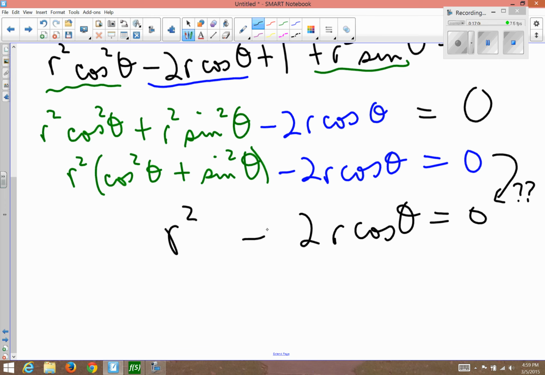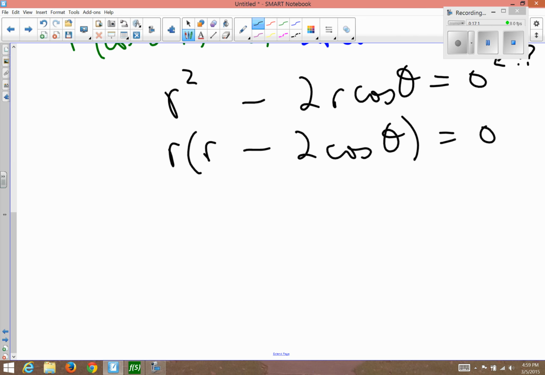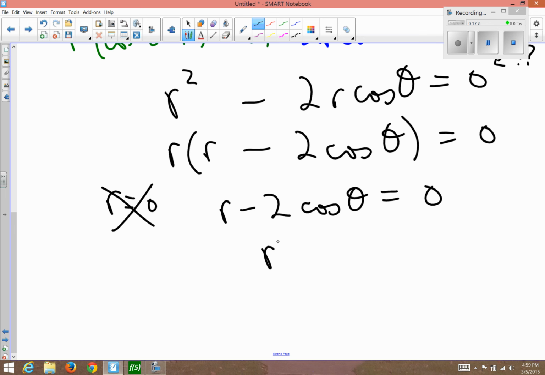These two terms both have r. R outside of r minus 2 cosine theta. This r that's in both is factored out. The only way something times something can equal 0 is if one of these is 0. Either r equals 0 or r minus 2 cosine theta equals 0. R equals 0 doesn't make sense in this problem anyway. From here we get r equals 2 cosine theta, and we're done.